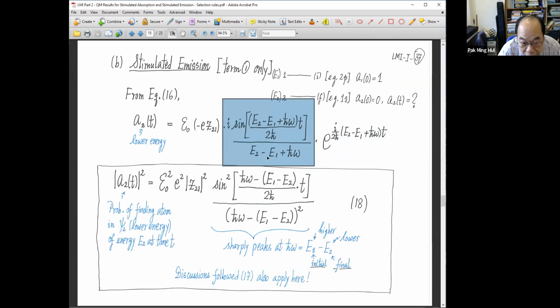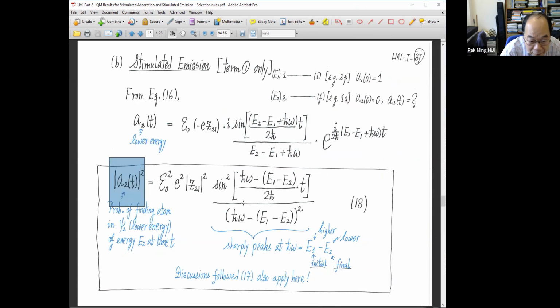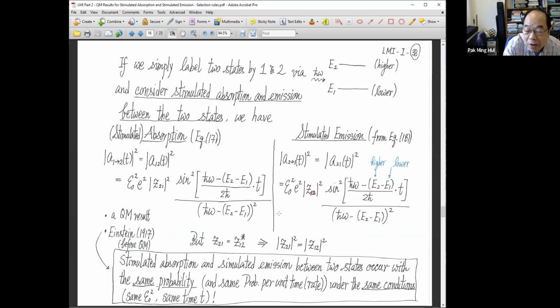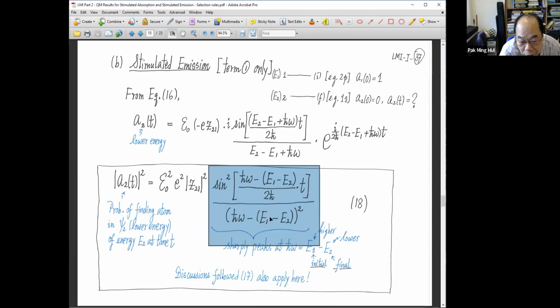The only difference is this E2 minus E1, this plus sign. Okay, you also pick up an i, but it's harmless. You take the square probability, you get the same thing. So this is the same function, right? With a difference in sign. Then when I plot this thing, you must hit the right energy difference.